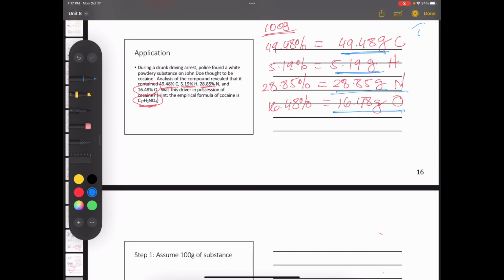That's step number one. I've converted the percentages into grams. Step number two, I'll have to convert all the grams into moles. And that would be from the periodic table by obtaining the atomic masses for every element. Okay, so let's do this together.